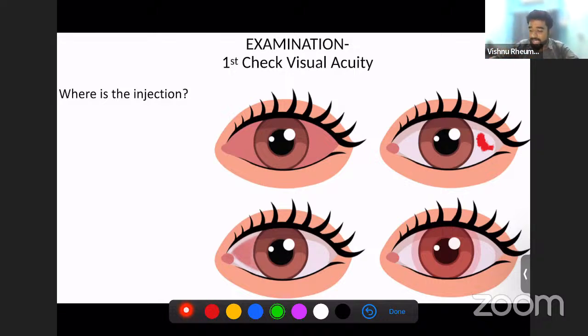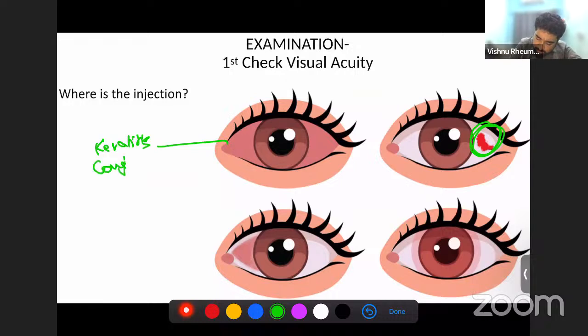If it is localized and superficial, as you can see here, you can easily differentiate whether the redness is superficial or deep. If it is deep, it will not be clear-cut red in color, it will be somewhat brownish in color. So this is over. This is keratitis, conjunctivitis, or sclera, right? So if it is localized and if it is superficial, it is usually subconjunctival hemorrhage. That is the main thing that you should remember.